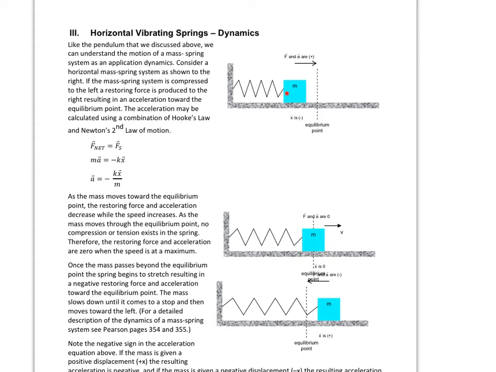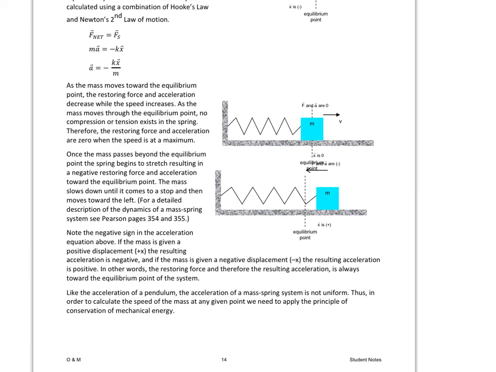So the net force will be the spring force accelerating it towards the center. So F net is equal to MA, and F of S is negative KX. So we can find the acceleration of our spring using this formula. All right, as the mass moves towards this equilibrium point, so it was compressed to here, as it moves towards the equilibrium point, the restoring force and acceleration decrease while the speed increases. Again, its acceleration is decreasing because it turns to 0 here, and its direction changes in this case.